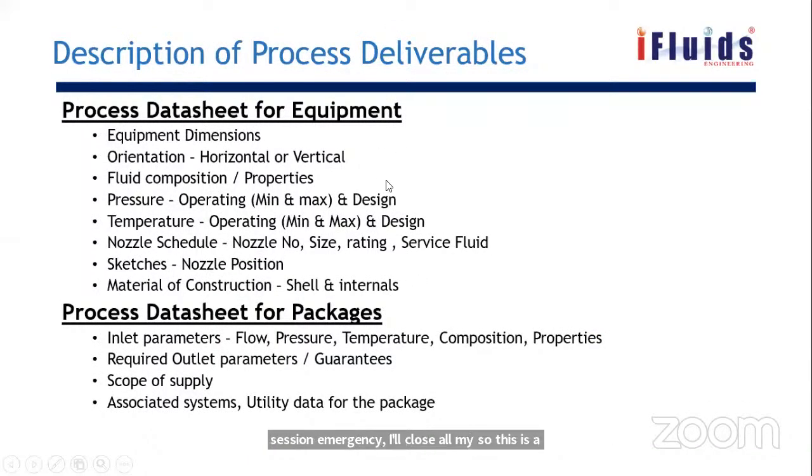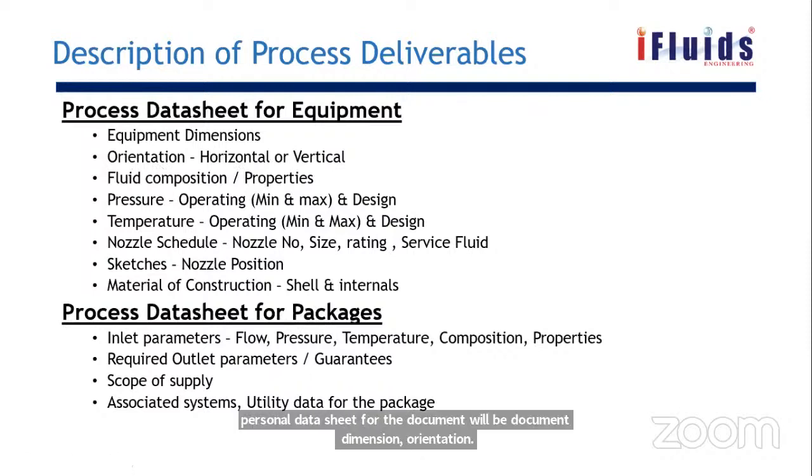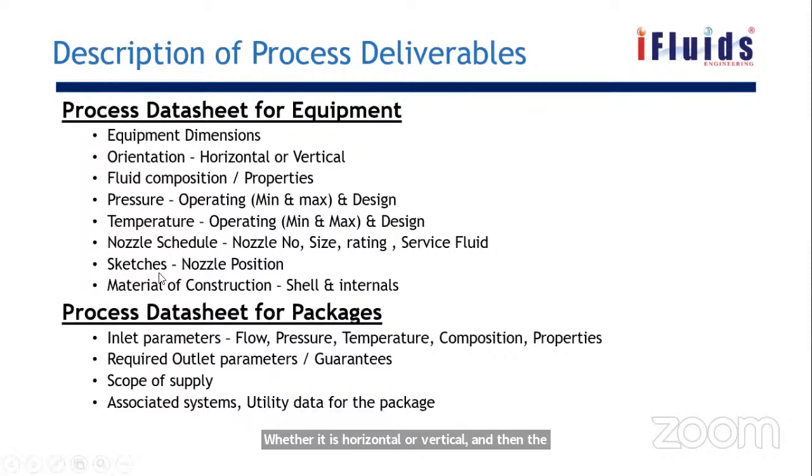And process data sheet. In the process data sheet, we mention the equipment dimension, orientation. It is like a mix of equipment data from the different disciplines: piping, instrument, the mechanical team, and the process team. So the process data sheet for the equipment will have equipment dimension, orientation, whether it is horizontal or vertical, and then the composition, the fluid properties, operating and design conditions, the nozzle details and nozzle schedule with ratings, the sketch for the nozzle position, and material of construction of the internal and the external.